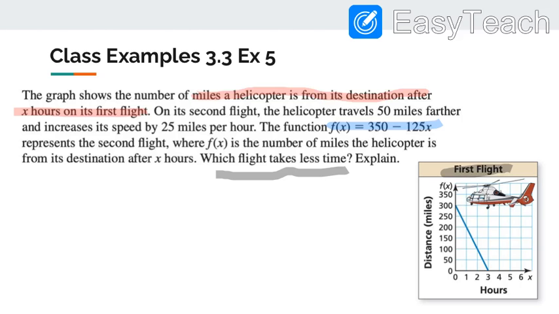So the first flight took 3 hours to finish because it started 300 miles away. 3 hours later it is at 0 miles away, so therefore it's at its destination.